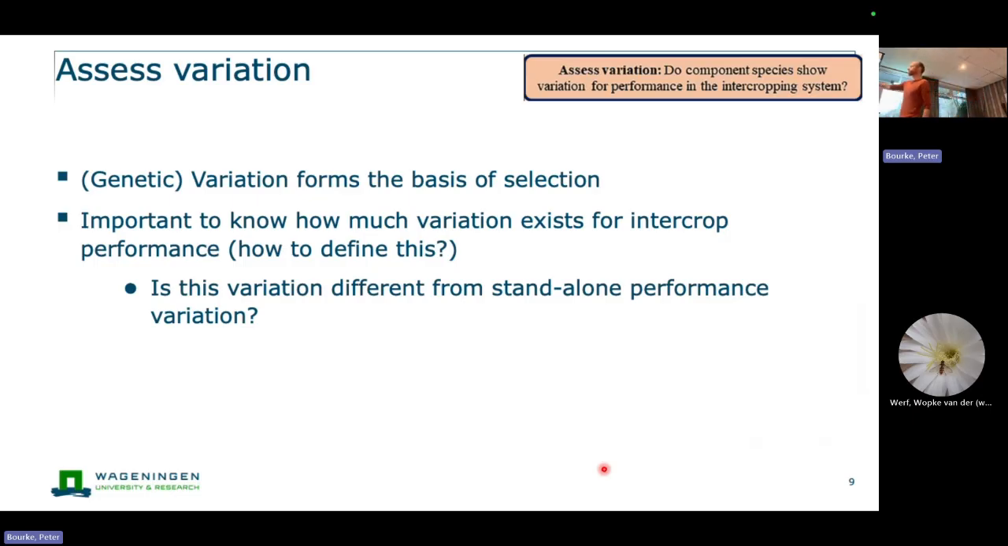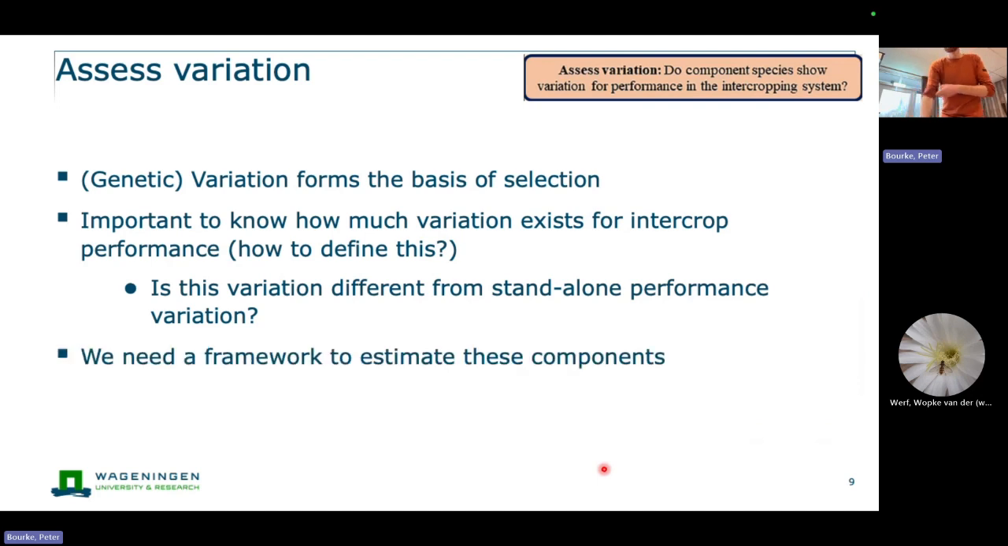So this genetic variation, if we can get a handle on it, we would also like to know, is this variation different from what we would call standalone performance? The normal way that breeders assess genetic variation in monocultures, is this variation different between systems? And we don't necessarily know that. We'd like to develop a framework to estimate these components.